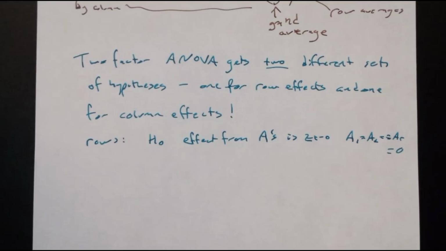If that's my null hypothesis, what's the corresponding alternate hypothesis? It's not zero, so it's... Say again? The effect from A's is not zero, so it's not equal. Yes, the effect is not equal, but it just means at least one of them, right? Doesn't have to be all of them. It could be one, it could be more, but at least one of them has an effect. That's different.